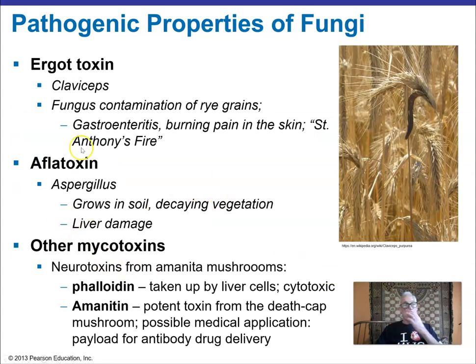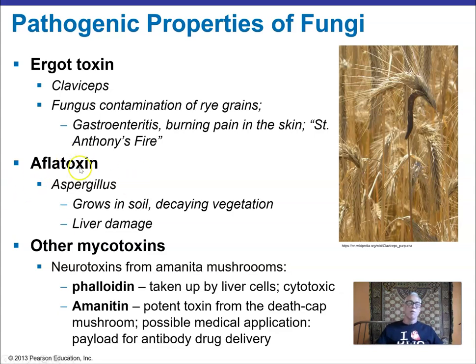So, some famous toxins produced by some fungi. Ergotoxin is produced by Claviceps and some other fungi that can contaminate rye grains and actually some other types of bread grains and produce a toxicity. Gastroenteritis, a familiar syndrome we already know about from a lot of other things, but at higher doses it can actually cause a severe burning sensation in the skin of the limbs. That's a famous name for that condition. It's called St. Anthony's fire.